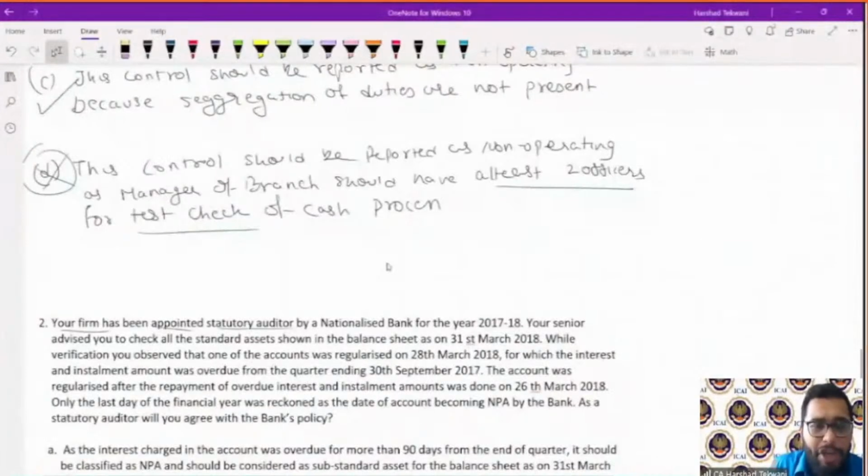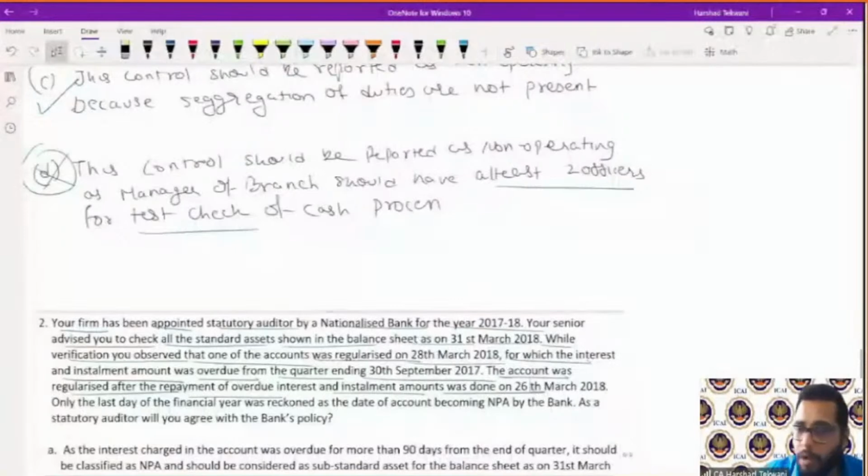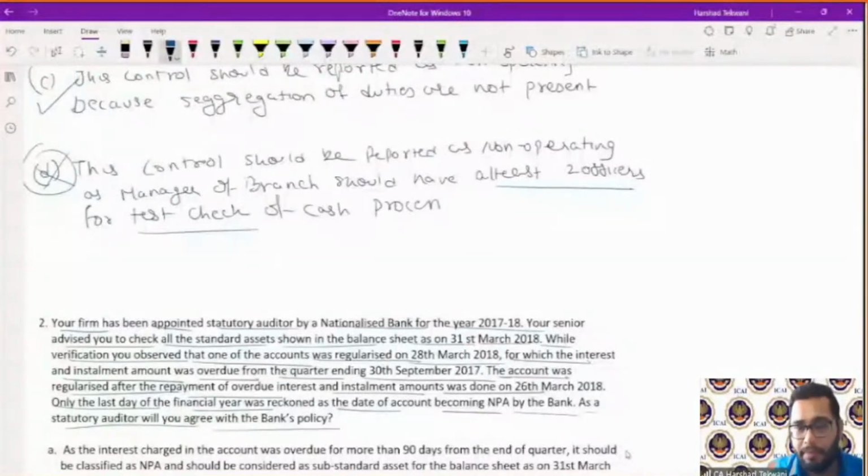Your firm has been appointed statutory auditor by a nationalized bank for the year 17-18. You are advised to check all the standard assets shown in the balance sheet on 31st March 2018. While verifying, you observed that one of the accounts was regularized on 28 March 2018, for which interest and installment amount was overdue from the quarter ending 30th September 2017. The account was regularized after payment of the overdue interest and installment, which was done on 26th of March. So the payments were made on 26th of March and the account was regularized on 28th of March. The last day of the financial year was recognized as the date of the account becoming NPA by the bank. As a statutory auditor, will you agree with the bank's policy?